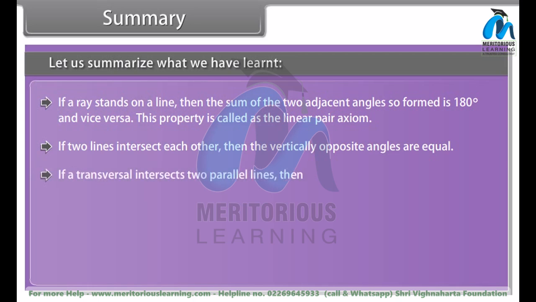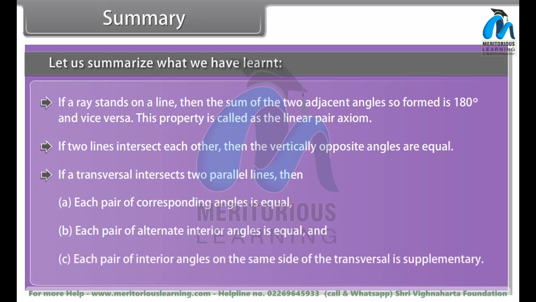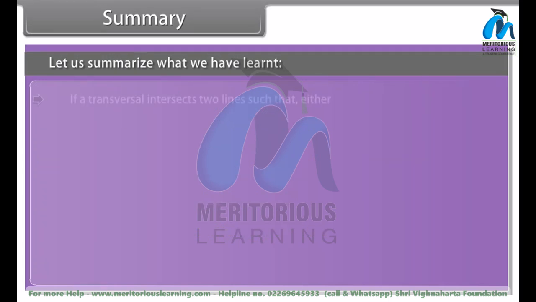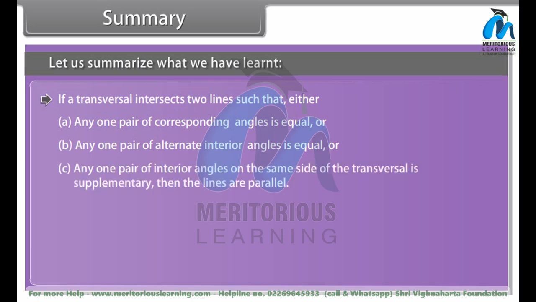If a transversal intersects two parallel lines, then each pair of corresponding angles is equal, each pair of alternate interior angles is equal, and each pair of interior angles on the same side of the transversal is supplementary. If a transversal intersects two lines such that either any one pair of corresponding angles is equal, or any one pair of alternate interior angles is equal, or any one pair of interior angles on the same side of the transversal is supplementary, then the lines are parallel.